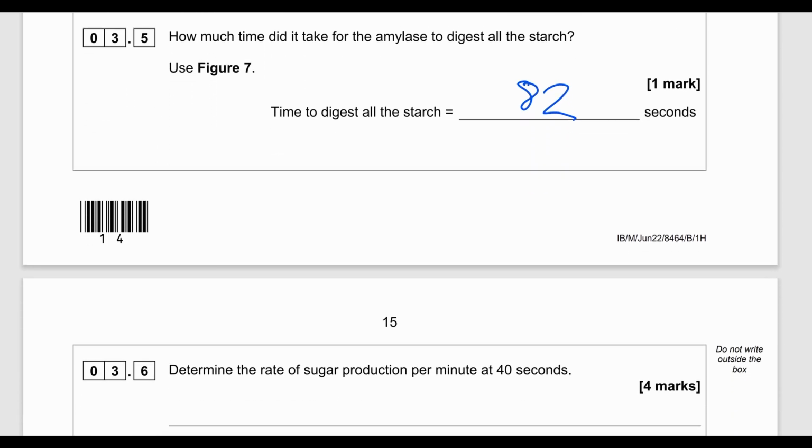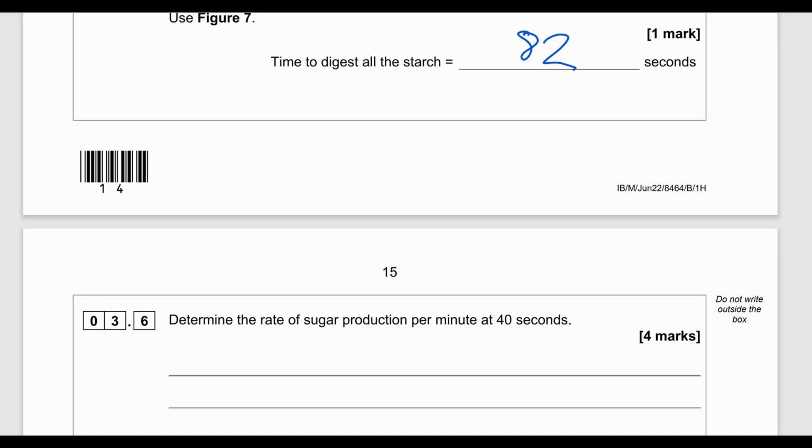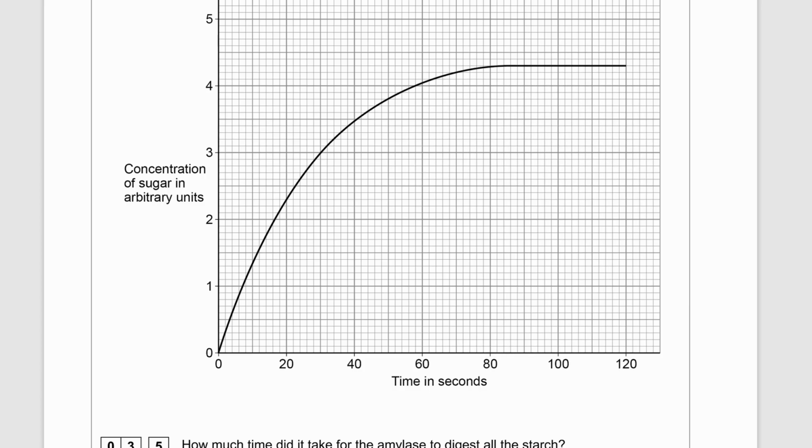3.6. Determine the rate of sugar production per minute at 40 seconds. So for this question, because they've told us a specific time value and because the line is curved at that point, we are going to have to use a tangent to be able to find out this rate. So what is a tangent? A tangent is a straight line that is added to any curved portion of a graph.